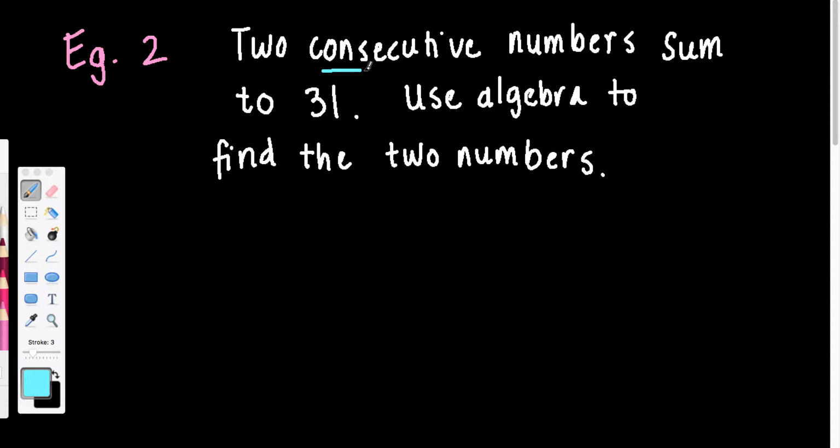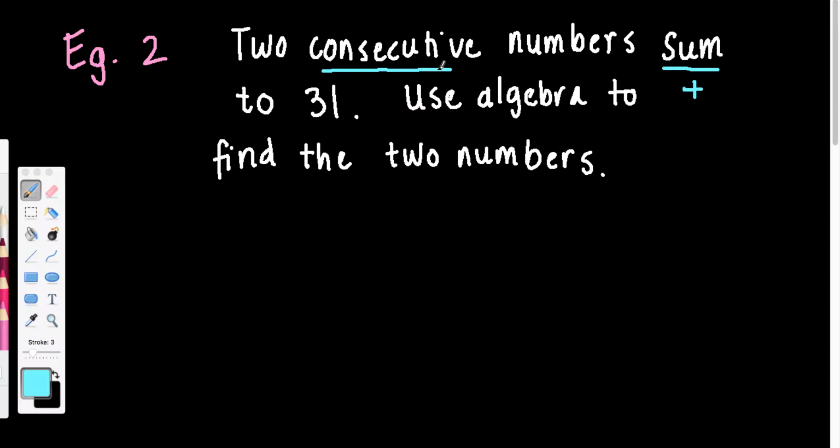First of all, I want to know what consecutive means and what sum means. Sum is one that you've heard of probably many times before. That's when we add numbers together. We can say when two numbers are added together, we get 31. That's another way of phrasing it.